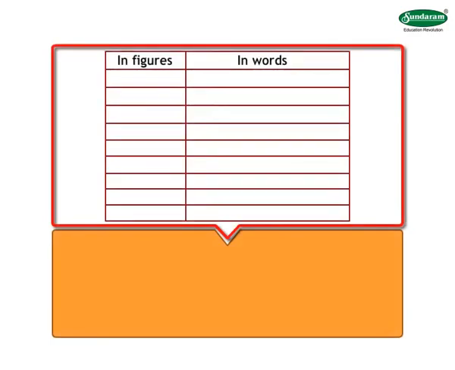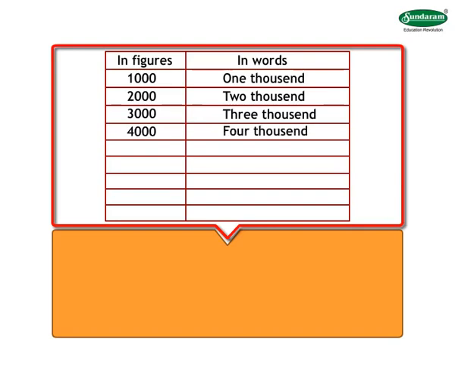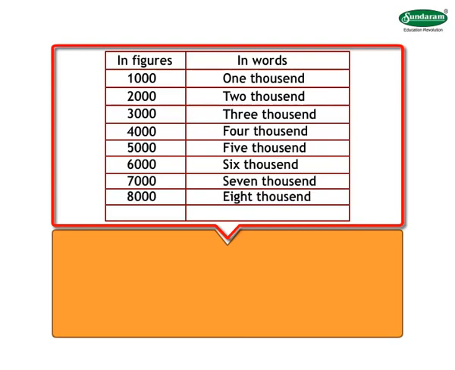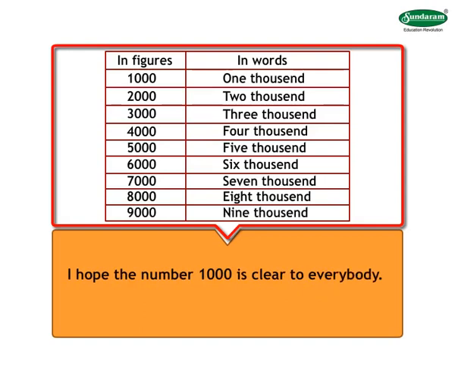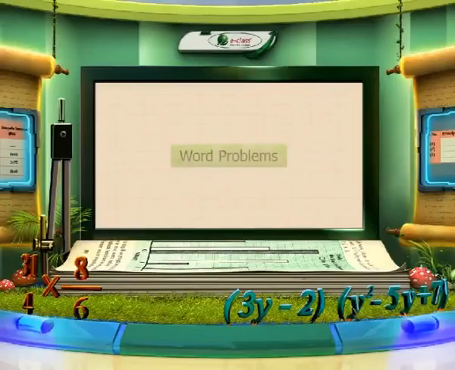Now, let us see what are complete thousands. Like 100, 200, 300 and so on, in thousands also there are complete thousands, such as 1000, 2000, 3000, 4000, 5000, 6000, 7000, 8000 and 9000. I hope the number 1000 is clear to everybody. Wasn't this simple? Word problems.